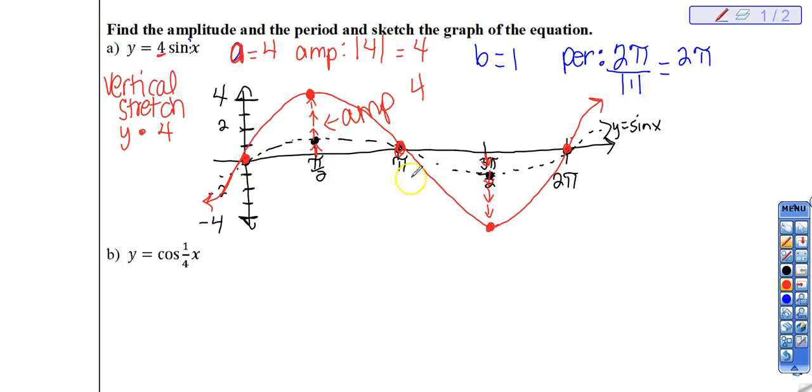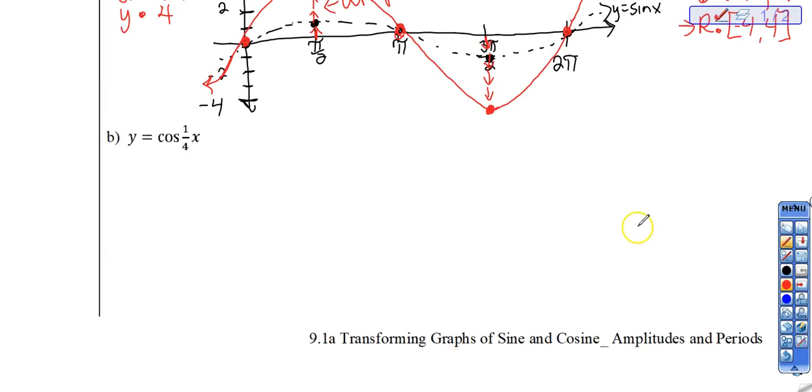Okay, so if I were to quickly ask you, what's the domain of this function? Okay, negative infinity to infinity, there's no restriction. And what's the range? Closed or open? Closed, negative 4 to 4. So you can see how the amplitude affects your range because your amplitude is a vertical stretch or compression. Questions about that? Okay, then let's move on to the next one.